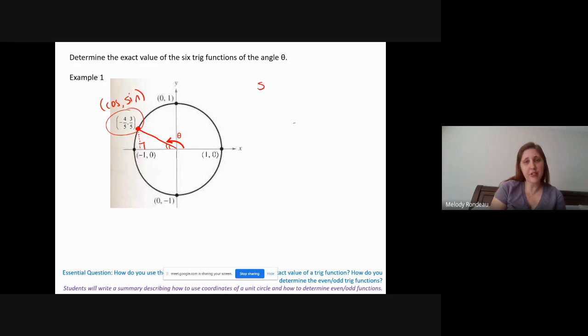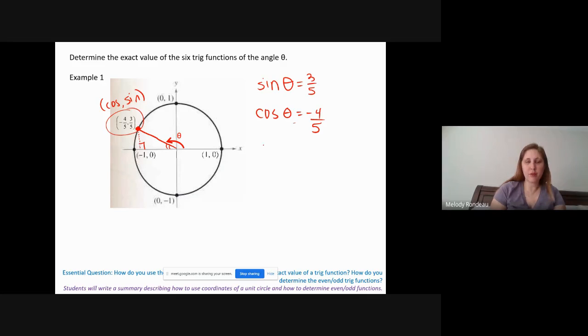So I'm going to start with my generic, my first 3. I'm going to say sine of theta. And I jump over there and it tells me the y value is 3/5, literally from the ordered pair. Then I'm going to do cosine. Cosine is the x value, so that's -4/5.